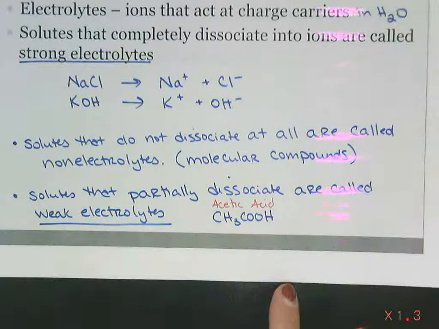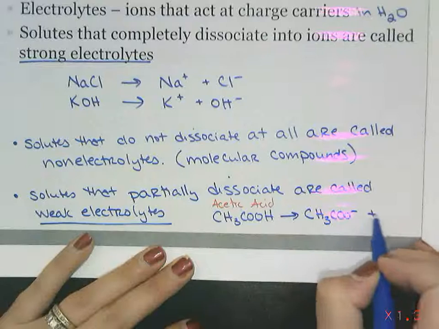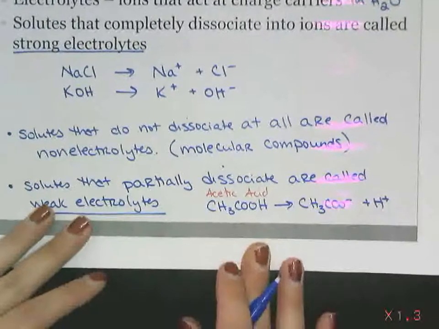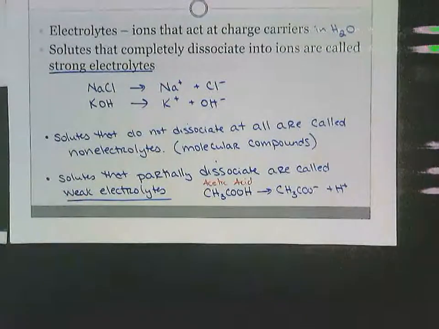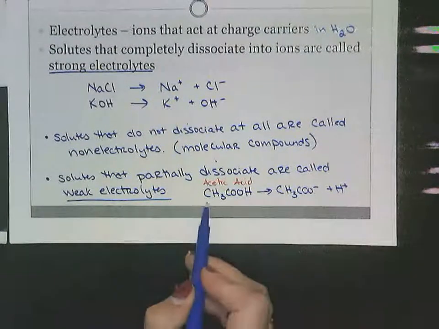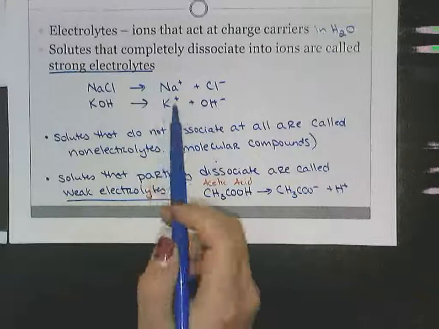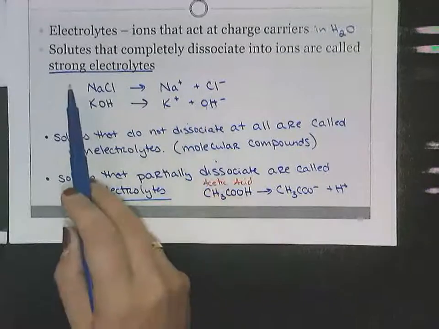It is a great weak electrolyte in that it partially dissociates into that. So acetic acid is a weak electrolyte. It partially dissociates, which means like half of it stays together, half of it breaks into two ions. Sodium chloride, there is 0 of this in solution and 100% of this. So a strong electrolyte completely breaks up, a weak electrolyte partially breaks up.